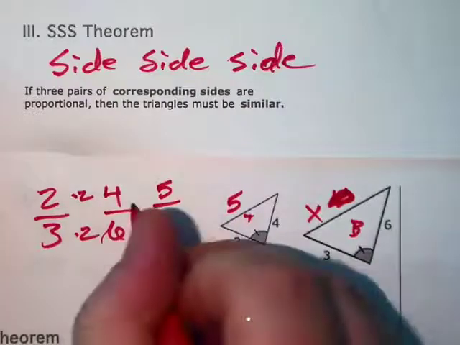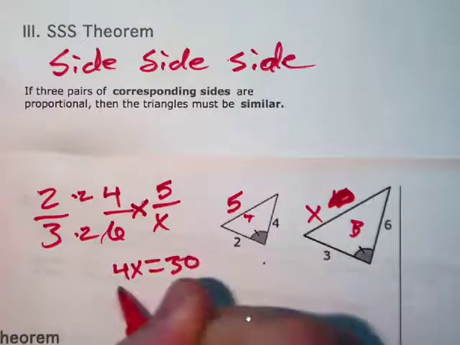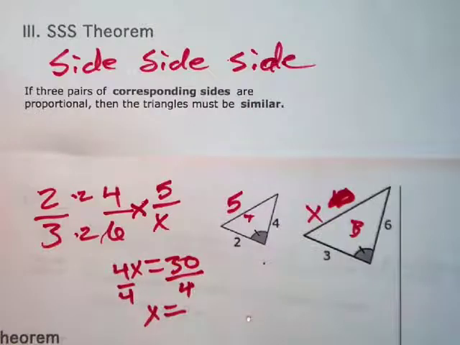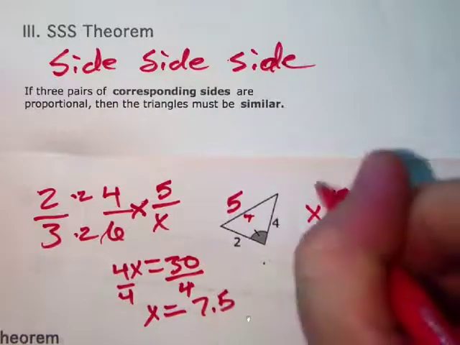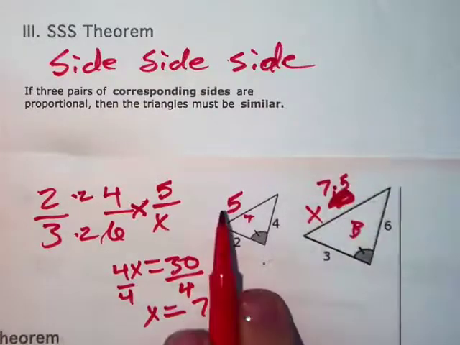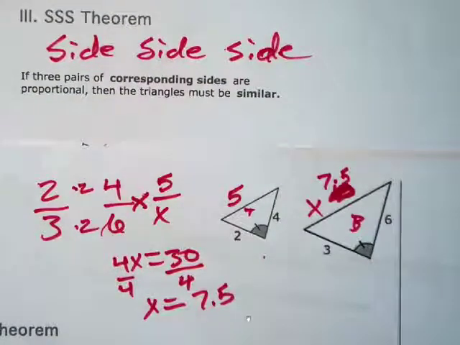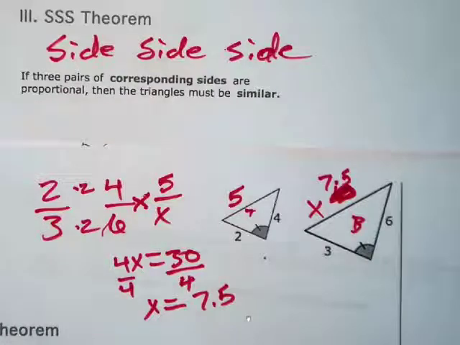Okay, so we cross multiply and we say 4x equals 30. Divide by 4, divide by 4, and we're left with x equals 30 divided by 4, which is 7.5. So that side is going to be 7.5 if that side's 5. I just made it up, but you see what I'm saying, okay? If all 3 sides are proportional, then it's side theorem, okay? The 2 triangles have to be similar.